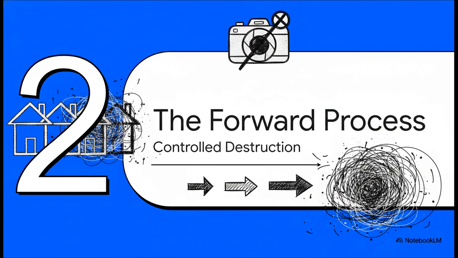All right, let's break that down. We'll start with the first part, what the paper calls the forward process. And yeah, its entire job is to take a beautiful image and just systematically destroy it. It sounds totally nuts, I know, but trust me, this is the most important part of its training.